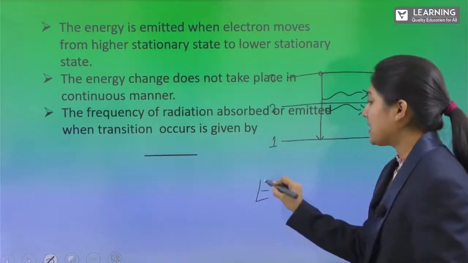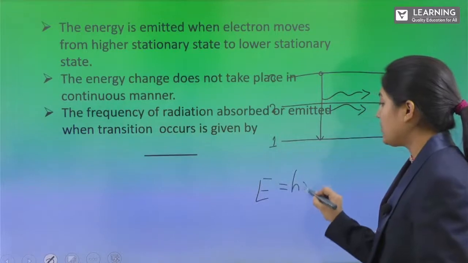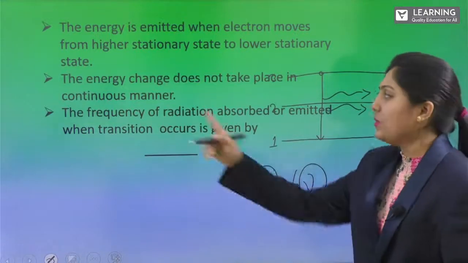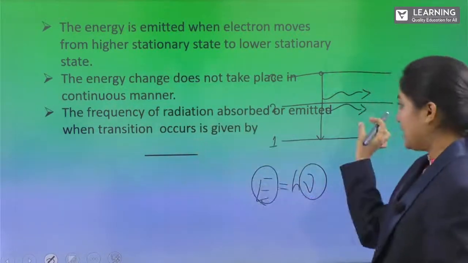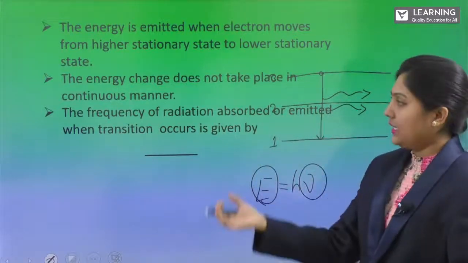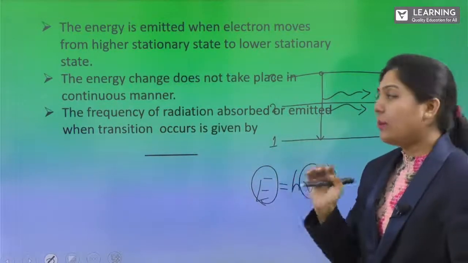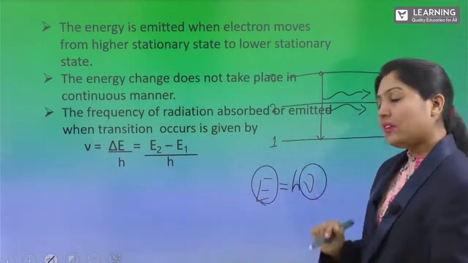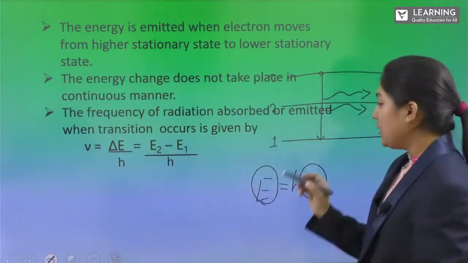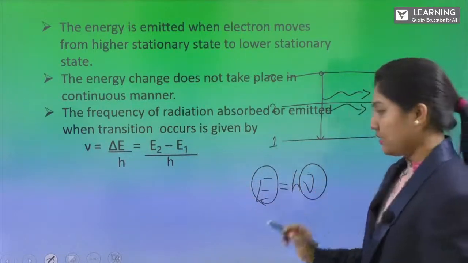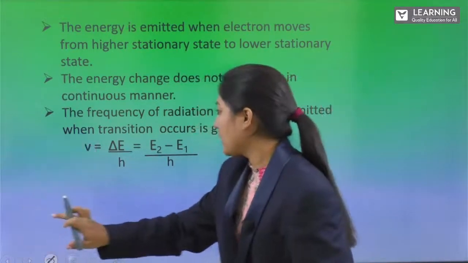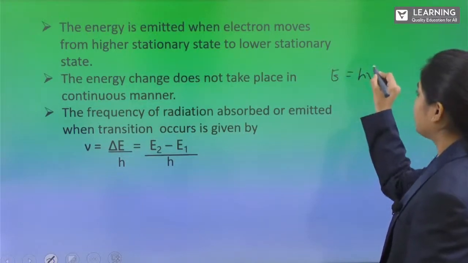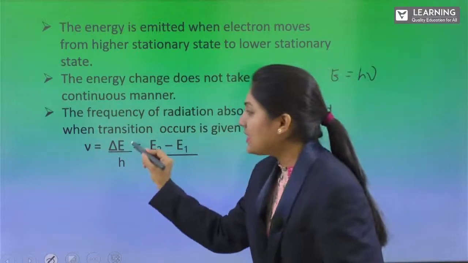As we know, E is equal to h mu, so the energy is associated with mu. Mu means frequency. So the frequency of radiation which is absorbed or emitted when a transition occurs will be given by mu is equal to delta E by h. Why do we take this delta E by h? You can see E is equal to h mu, we know, right? Yes, students.